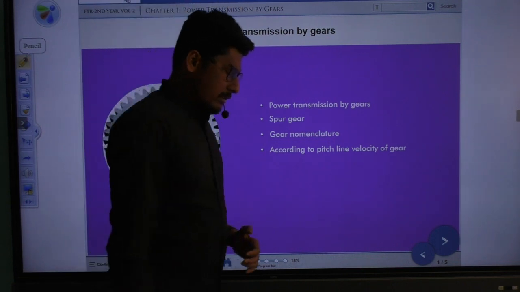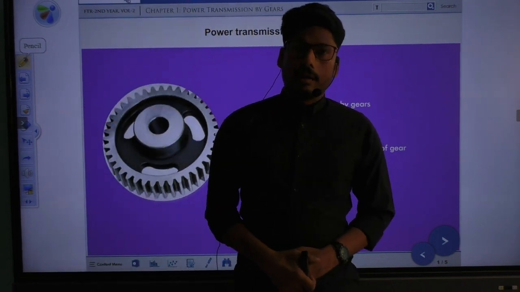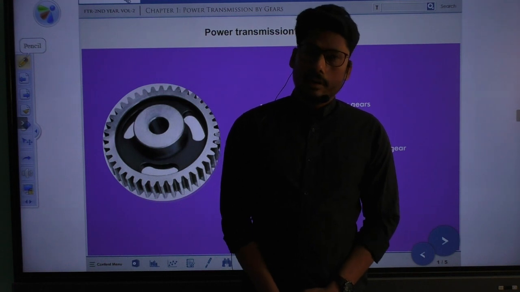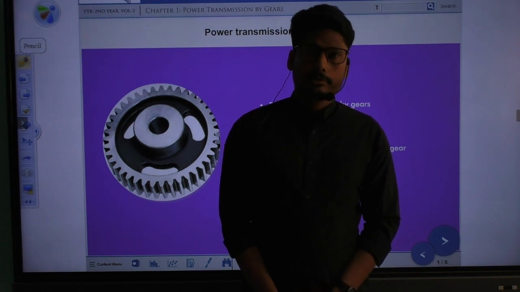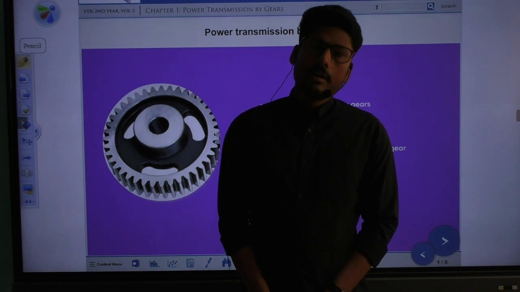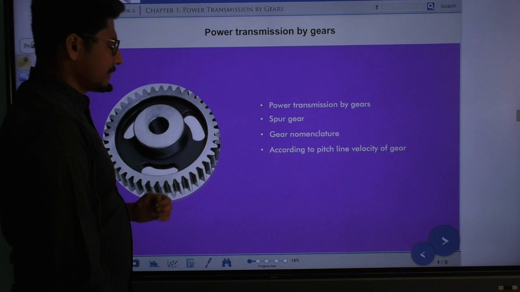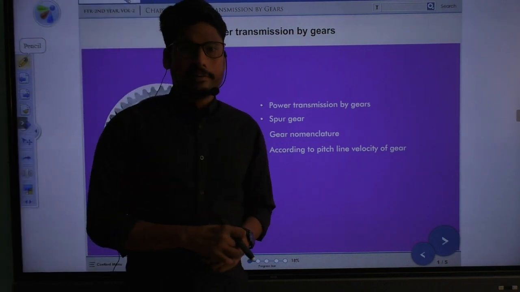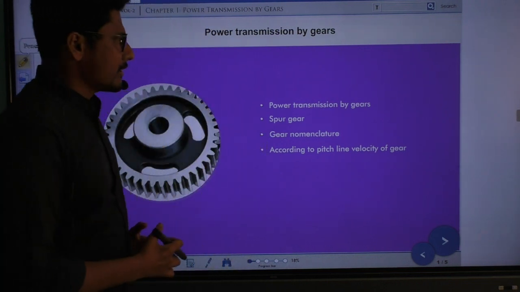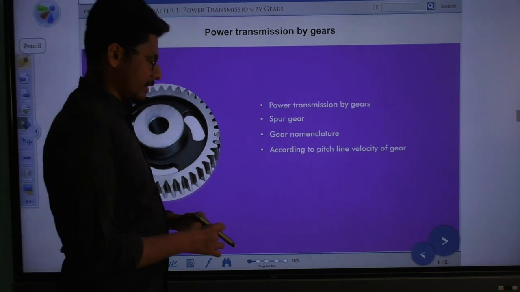In the next 10-15 minutes, I will discuss the phenomenon of power transmission through gears. This is the topic from chapter number 1 in second year heater trade theory. So let's discuss the power transmission by gears.